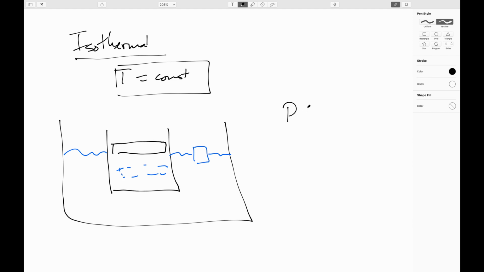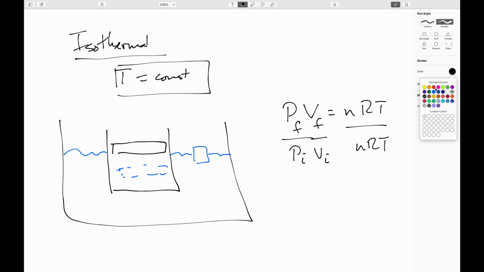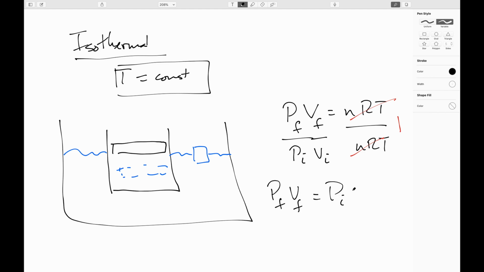So here again we can start by writing the ideal gas law, say PV equals nRT. Put final subscripts on the things that change, no subscripts on the things that don't. So here, the n's, R's, and T's all cancel just to leave us a 1 over there. And so then I can multiply through by P initial, V initial to get P final, V final equals P initial, V initial, which is Boyle's law.